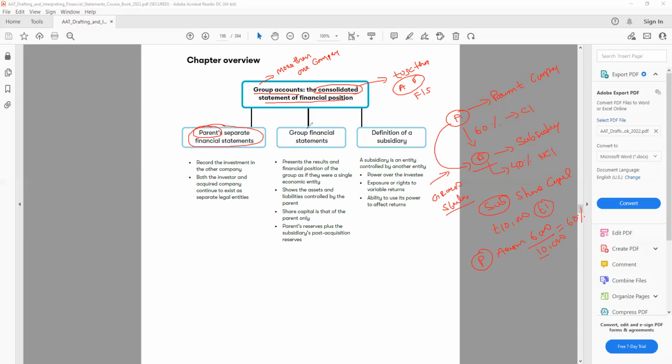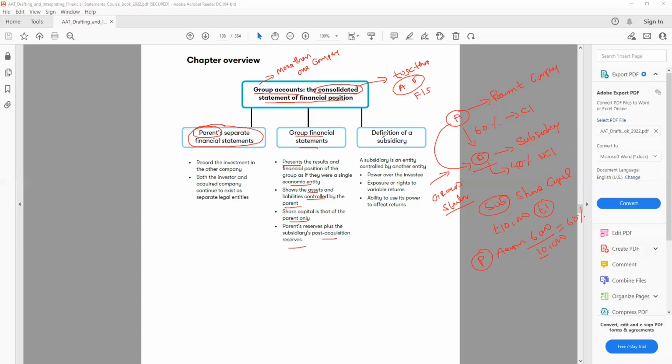If we look at group financial statements, they present the result and financial position of the group as if there were a single economic entity. So you have to add the parent and subsidiary together to find out the financial situation, showing the assets and liabilities controlled by the parent. Share capital is that of the parent only. Parent reserve plus subsidiary post-acquisition reserve.